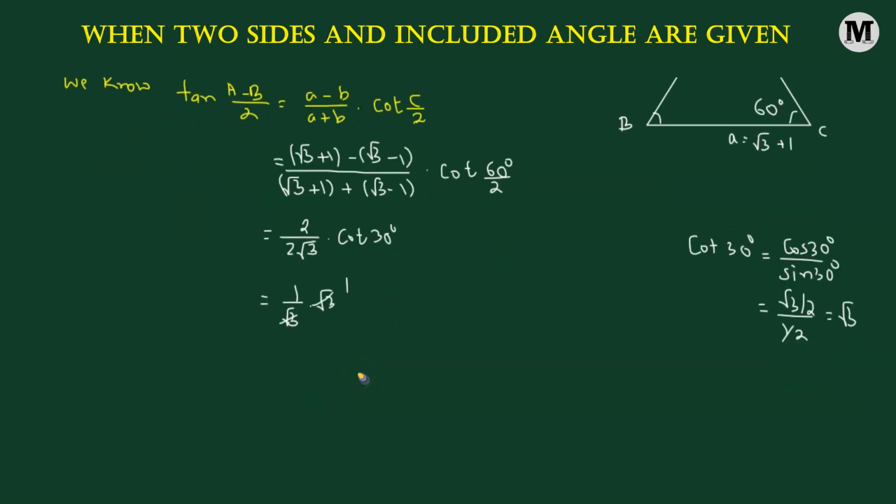So we have obtained that tangent of (A minus B) over 2 equals 1. Now 1 means we have tangent of 45 degrees, which means that (A minus B) over 2 is going to be equal to 45 degrees.